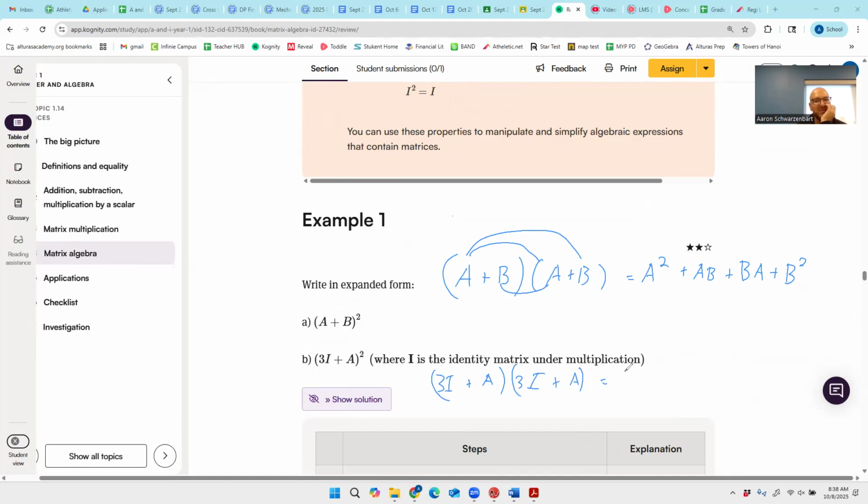So this one is 3I times 3I is 9I squared. 3I times A is 3IA. A times 3I plus A squared. Now we will simplify this.